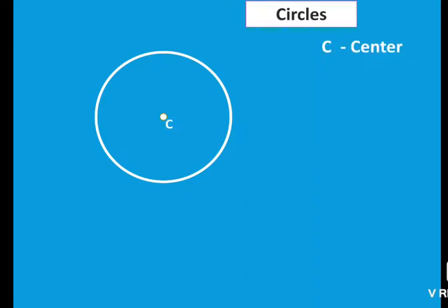Next, we discuss circles. All of us know what a circle is. Here you can see a circle with a point at its center. We name it C for the center. C is the center of the circle. Then we draw a line segment and put D. That is line segment CD. This line segment, starting from the center to the circle, is CD. What is its name? CD is a radius.